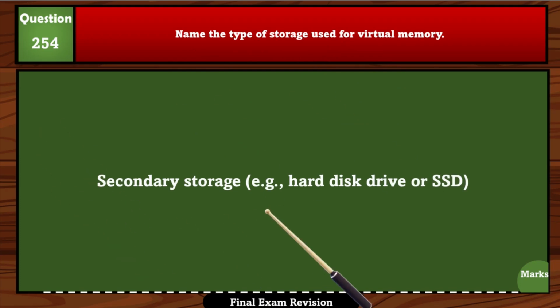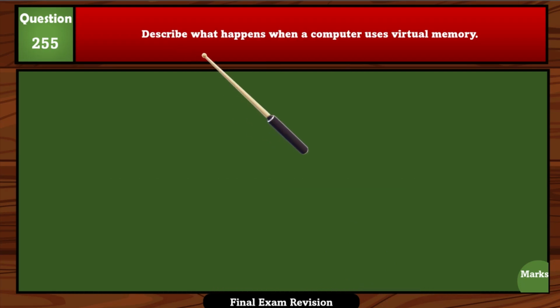Question 254. Name the type of storage used for virtual memory. So that is secondary storage. For example, your hard disk drive or SSD is used as virtual memory. Question 255. Describe what happens when a computer uses virtual memory.